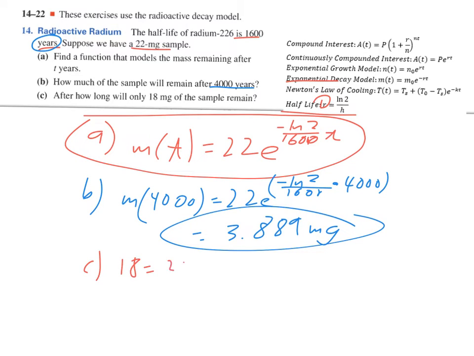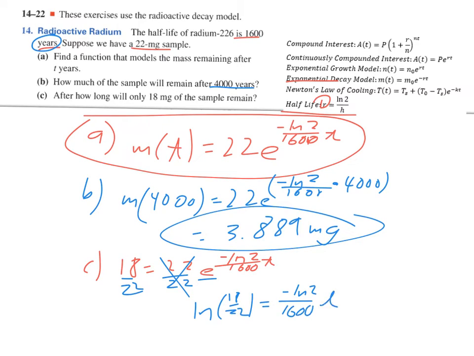All right, next up for part C, how long until only 18 remains? So I'm going to go back to my original function, but now I'm plugging in 18 for mass. And I'm going to solve for t. And so the first thing I need to do is divide this by 22 to isolate the base. And then I'm ready to switch it into log form. So since our base is e, that's going to be a natural log of 18 over 22 equals negative ln2 over 1,600 times t. And then my last step before I type it in the calculator, I'm going to go ahead and just isolate t here by multiplying by 1,600 over negative ln2.